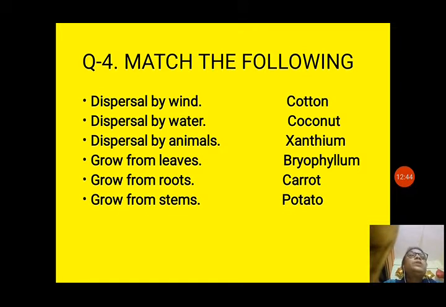Grow from leaves. Some leaves can also grow. On the notches of bryophyllum leaves, buds grow, and each bud can grow into a new plant when it falls into the soil. Grow from roots: carrot. A carrot can also grow a new plant, so the example is carrot. Grow from stems: stems also have buds, and each bud can grow into a potato plant. So the example of stem is potato.